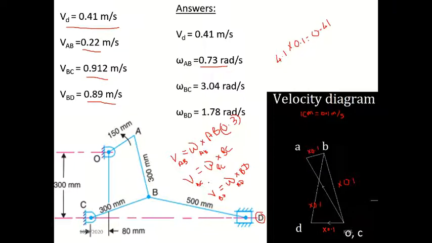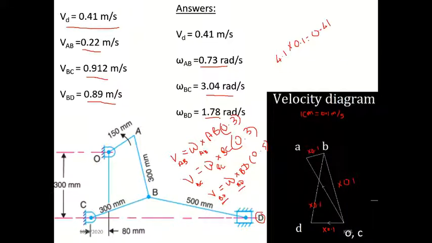Similarly, VBC is 0.912, and omega BC we have to find out. BC length is 300 mm, which means 0.3 meter. So omega BC is 3.04 radian per second. Similarly, omega BD: VBD value is 0.89, and BD value is 500 mm, which means 0.5 meter. So 0.89 divided by 0.5 gives 1.78.